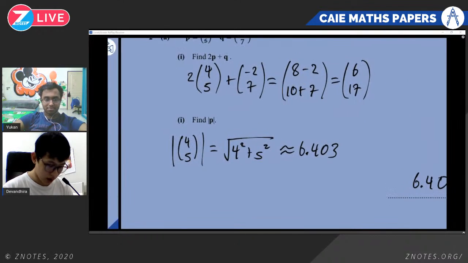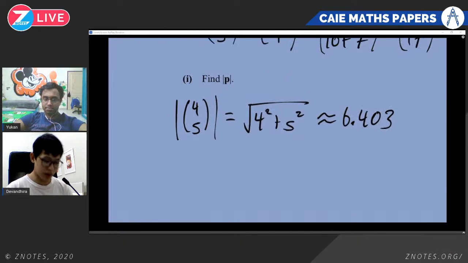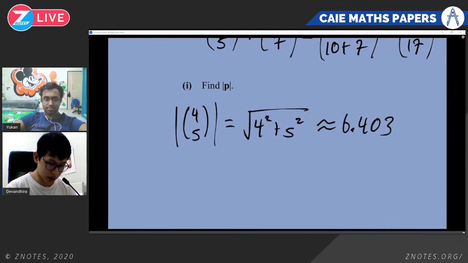So next one is to find the norm of p, the norm or the magnitude, up to you, but I like to call it magnitude. So basically, this is asking what's the length of the vector p? Of course, it's just Pythagoras. I can show you. Okay, let's say you have a vector like this. So what's the length of this?